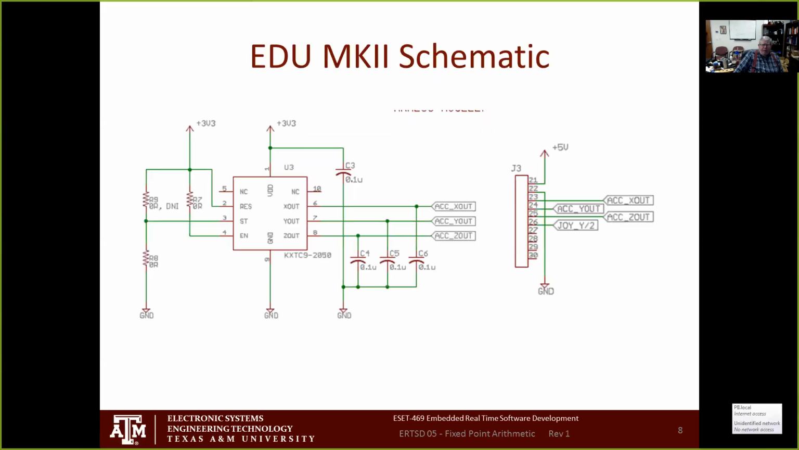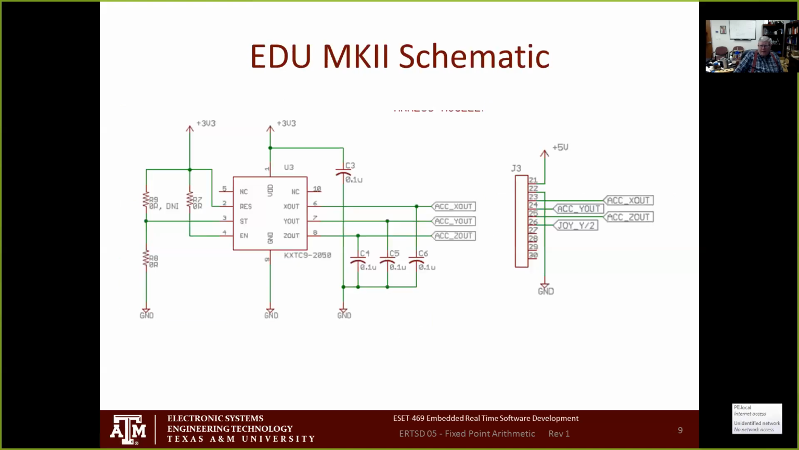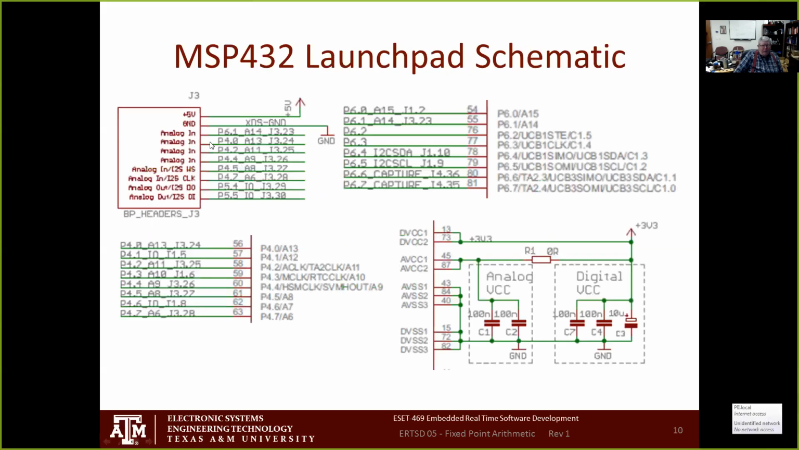Okay? So let's talk about a practical example. So we've got our little edu board here. And I'm looking at part of the schematic for the edu board. And this happens to be the accelerometer. And you'll note that it has these A to D outputs here that go up to the processor. And on the Launchpad processor, they are coming in J3, 23, 24, 26. So if I look at J3, 23, 24, and 26, those are all analog inputs.